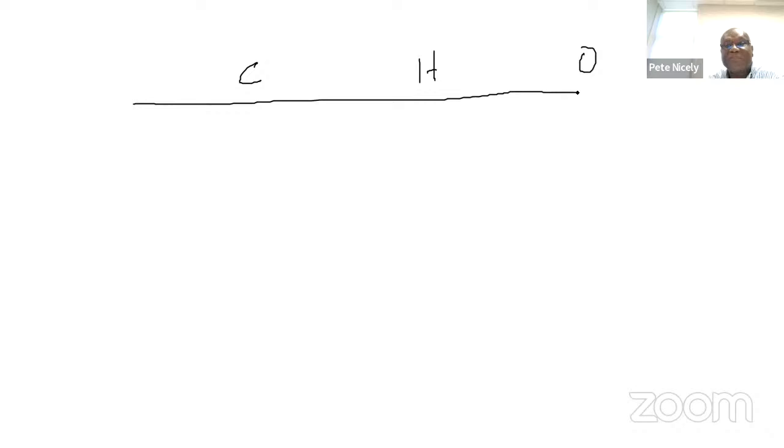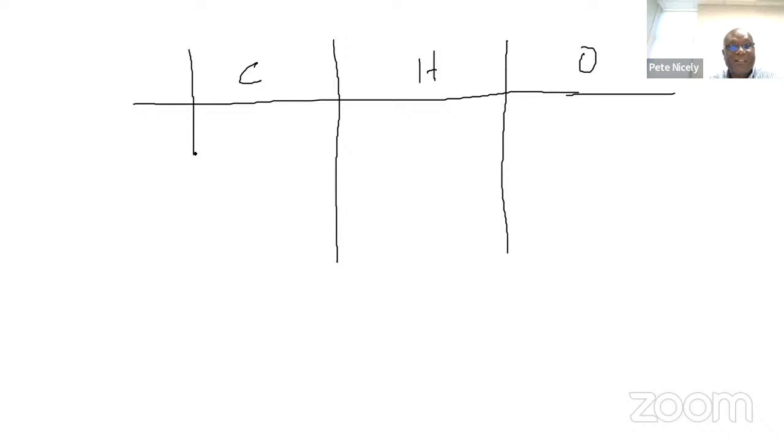Me, personally, I prefer to take the approach of drawing a table. So this is what I'm going to do. I'm going to draw a table. At the top of the table, I'm going to have the elements: carbon, hydrogen, and oxygen, right? And then I'm just going to make sure that I have the columns established like this. All right. Now the first row in this table will contain the mass of each element.